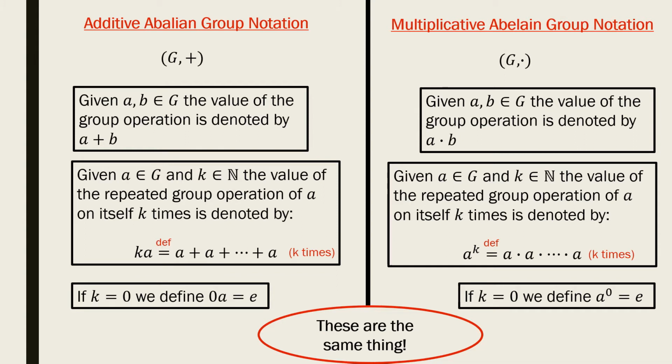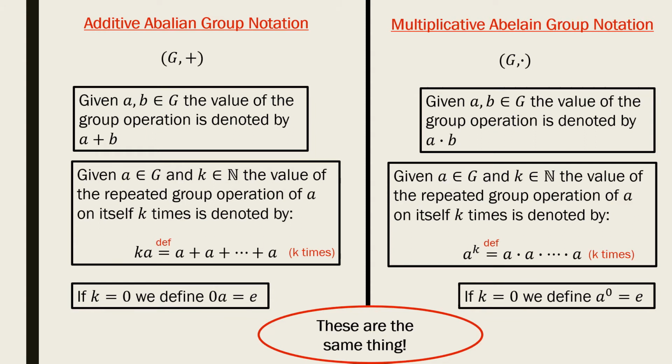Now we want to define the concept of repeating an operation on the same element k times, where k is some positive integer. Under plus, k times a, we're just going to define that as a plus a plus a, all the way k times. And in a multiplicative notation, we'll use an exponent to denote that. A to the power of k, by definition, will be a times a times a, k times. And these are the same thing.